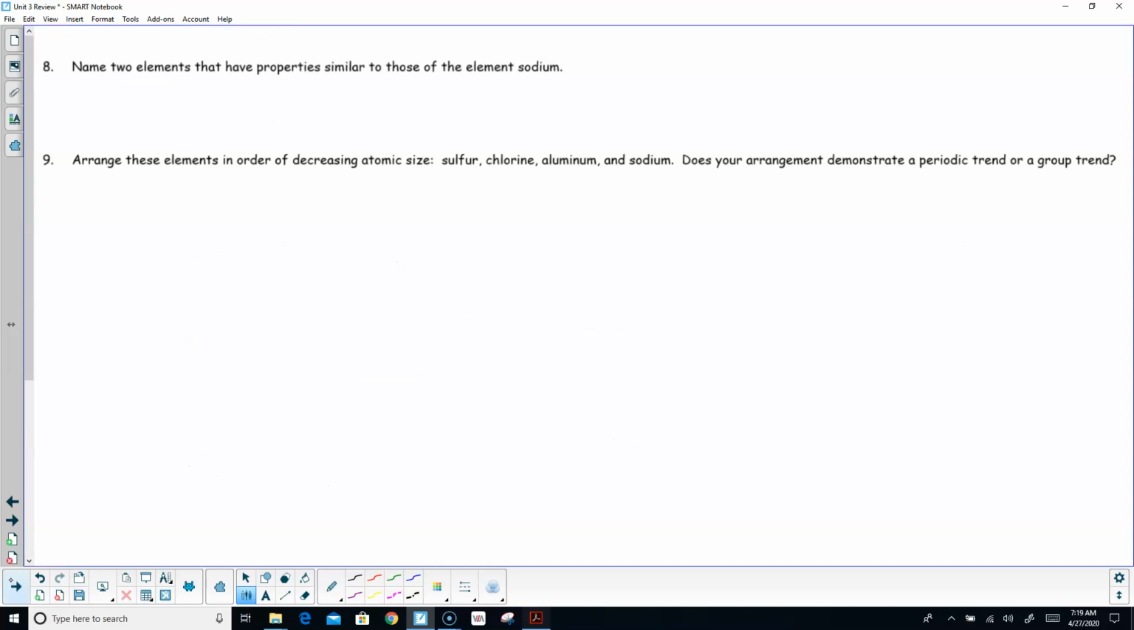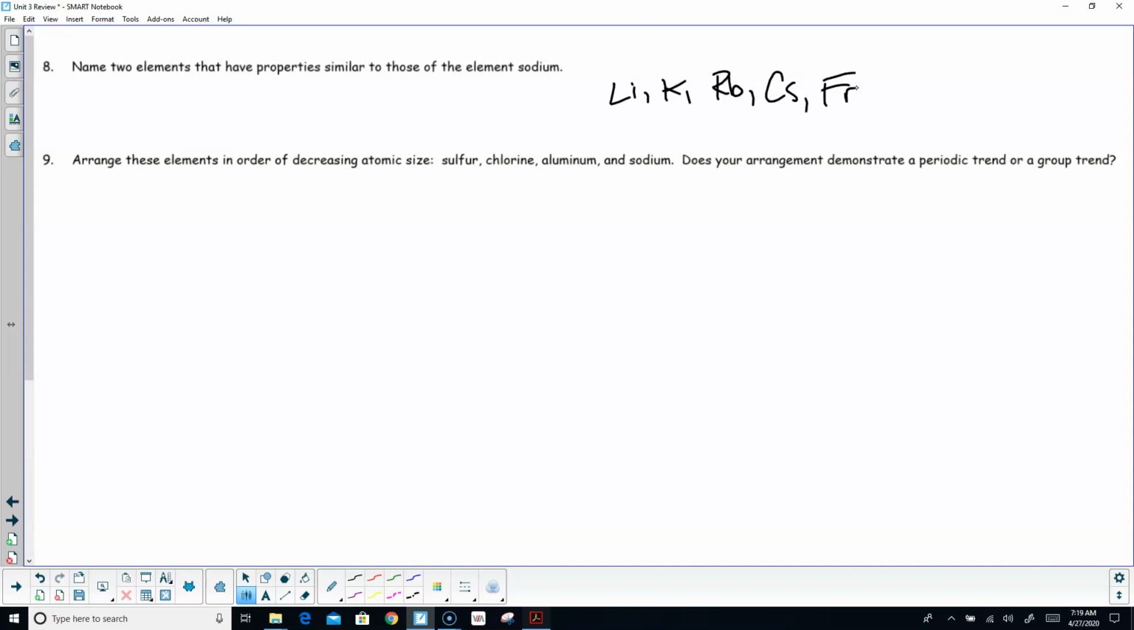Two elements that have properties similar to that of sodium, any of these would work: lithium, potassium, rubidium, cesium, francium. They've got to be ones in the same group. Those are all alkali metals. They all have one valence electron.